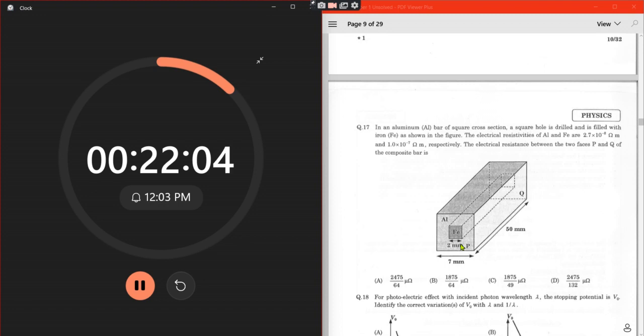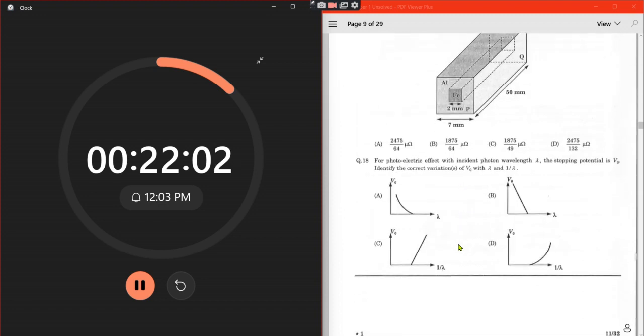this, it won't work, टाइम पर बात करते हैं इस पे. For photoelectric effect with incident photon wavelength lambda the stopping potential is V naught. Okay, identify the correct variation of V naught with lambda and 1 upon lambda.